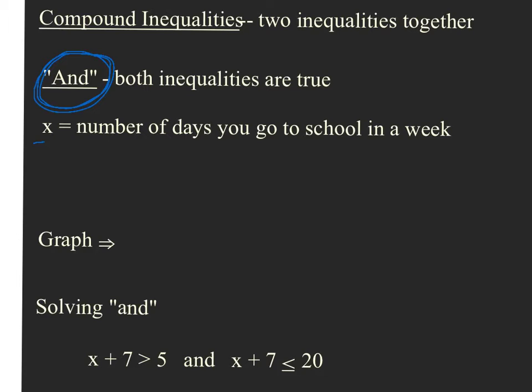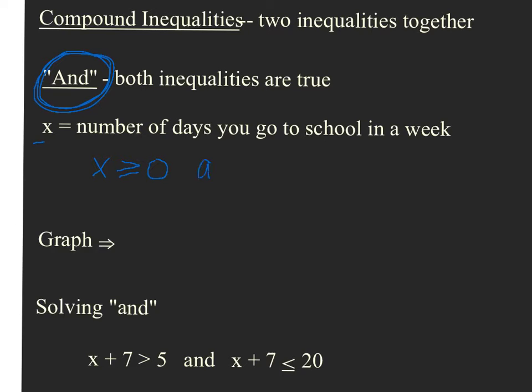So if you think about it, as far as the fewest number of days that you could go to school, you can't go to school less than 0 days. So X has to be greater than or equal to 0. Right? You can't go negative one time. So the number of days you go to school could be more than 0, or it could be equal to 0. This summer, you didn't come to school some weeks at all.